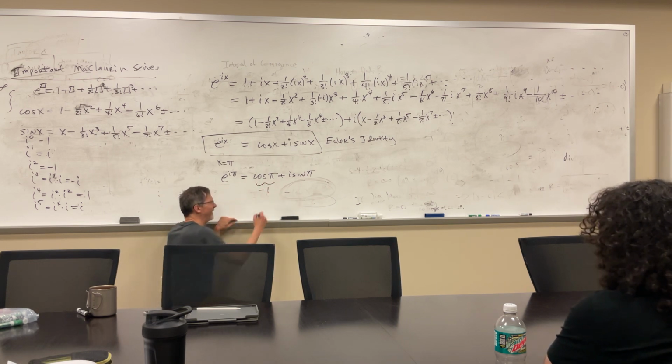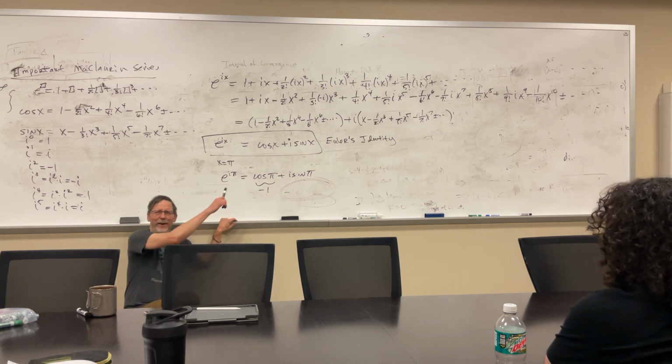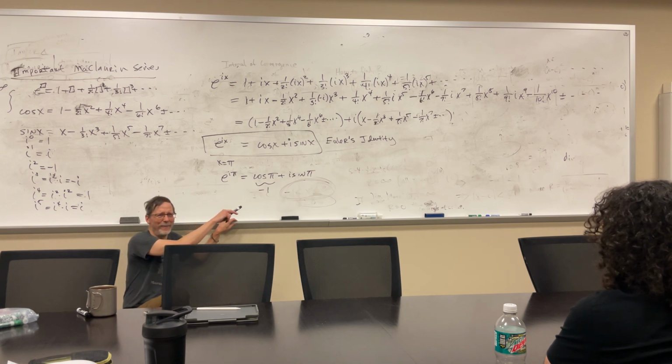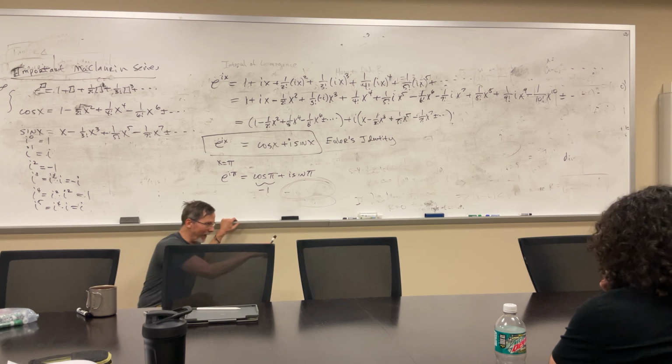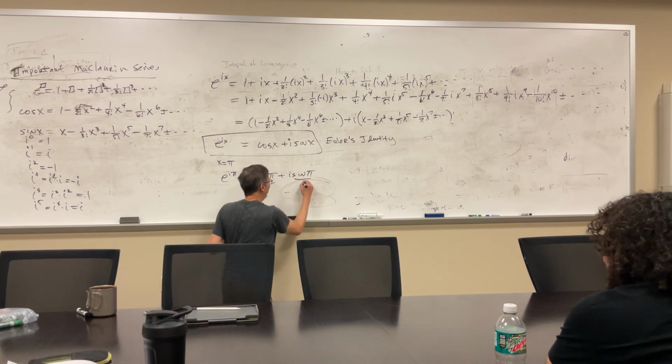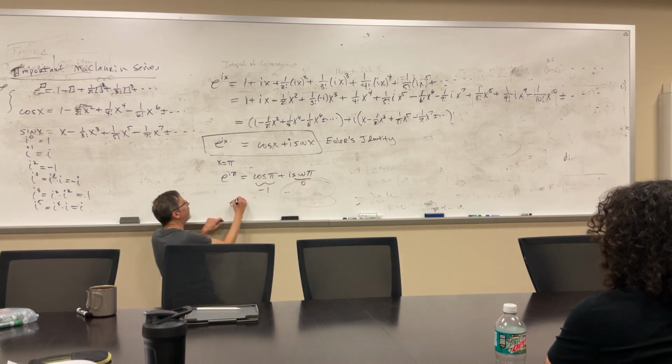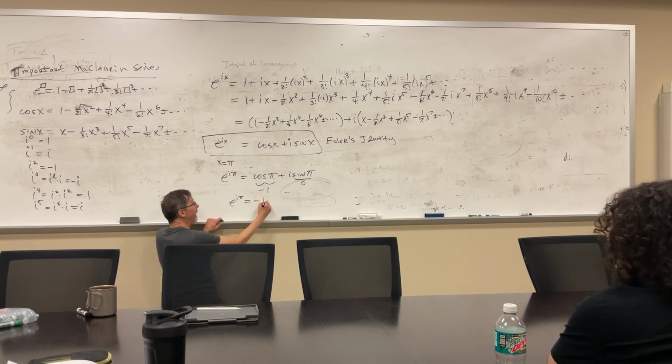Think about anything at all. What is sine of pi? 0. We only had one more guess. 0. So e to the i pi equals -1.